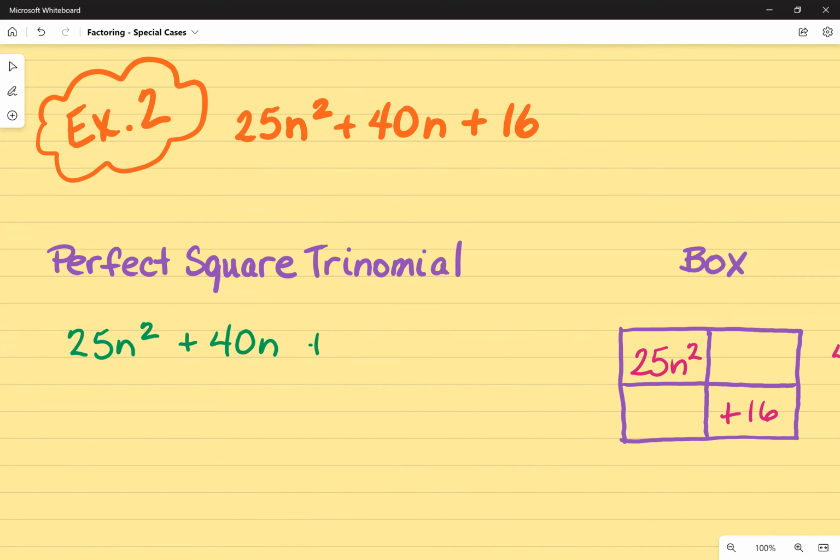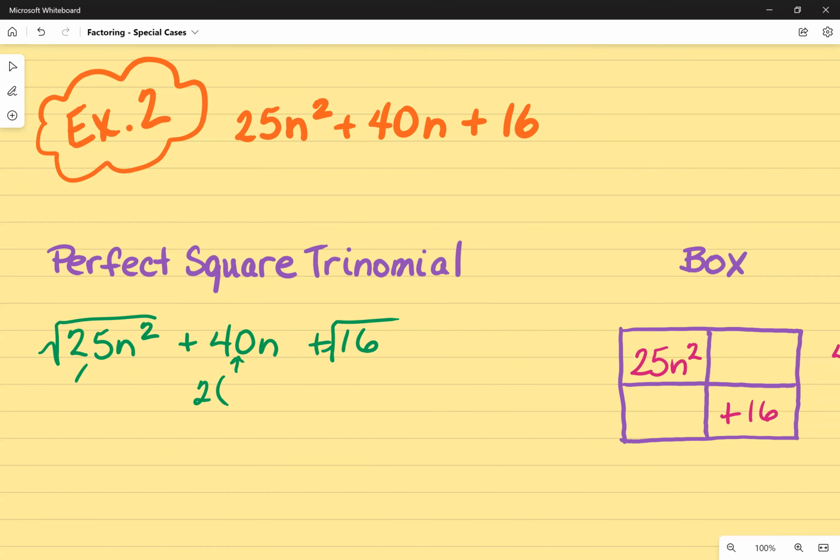What I want to do is check my first and my last term. Remember, these are called terms. The terms are the parts that are before and after your operation, which is in this case a plus sign. So I want to check my first term and see if I can take the square root because it's a perfect square. And I want to check my last term and see if I can take the square root. And if I can, then I want to see if I can double the answers to get this middle term.